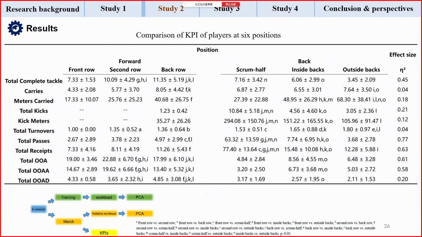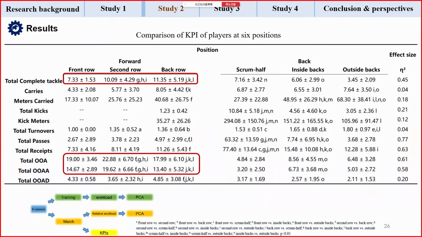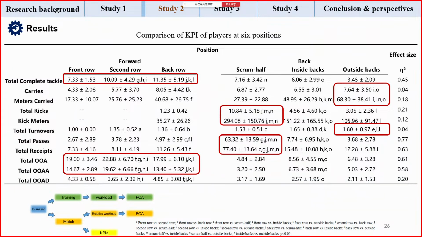Regarding the differences in KPI across players' positions, the forwards had higher total completed tackles and order of arrival related KPIs than backs. And outside backs had the highest carries, meters carried, and total turnovers, while the scrum half had the highest total kicks, kick meters, total passes, and total receipts.